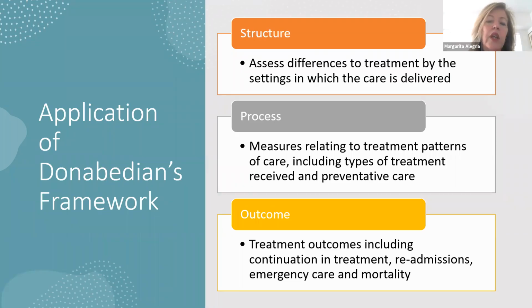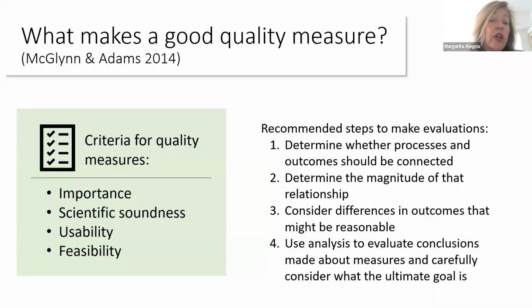So as I said, we looked at Donabedian's framework to assess what were the differences in structure that could be thought about in substance use treatment, what were process measures that could be received either as treatment or as preventive care, and what outcomes could be thought about for the purposes of this. So we looked at continuation in treatment, readmissions, emergency care, and mortality. At the end, we couldn't get mortality, so we had to use the other. I also really highly recommend this McLean and Adams about good quality measures.